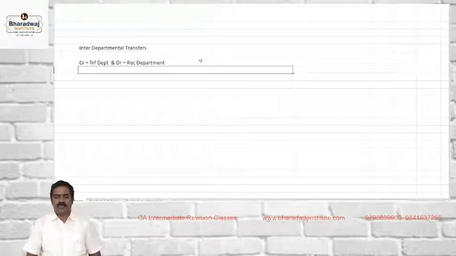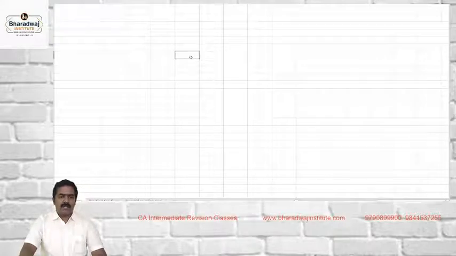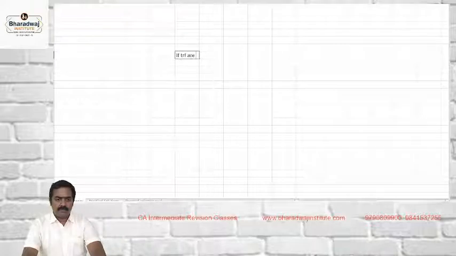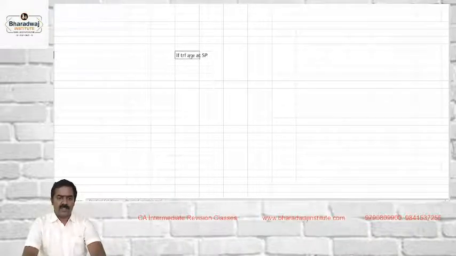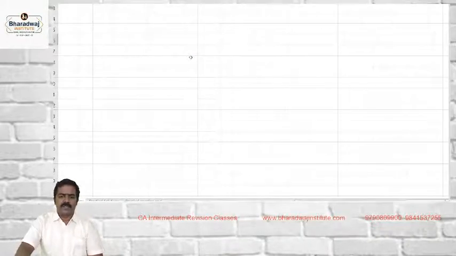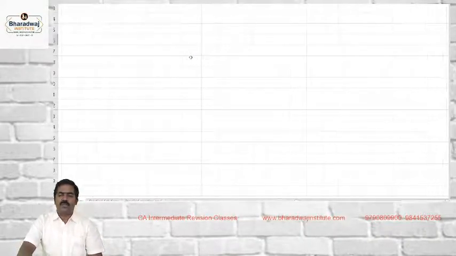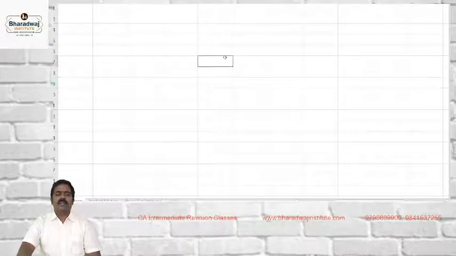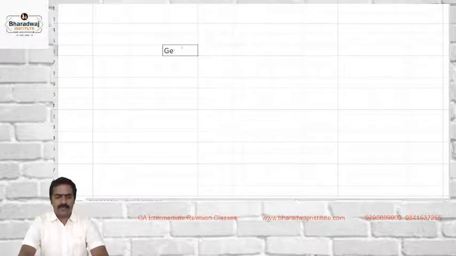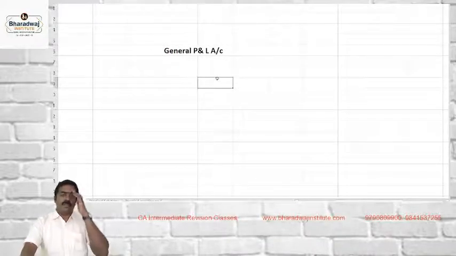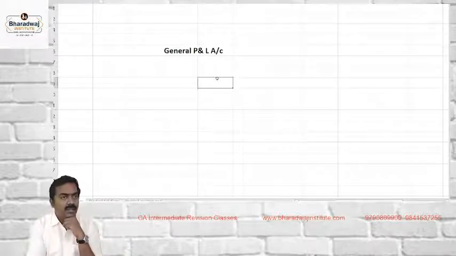If interdepartmental transfers take place at selling price, then we have to remove the loading. Where to remove the loading? A general P&L account is prepared to remove the stock reserve.